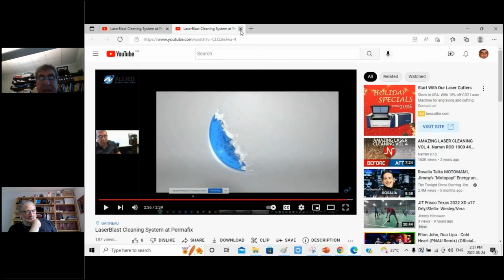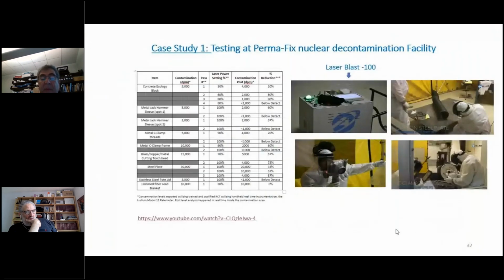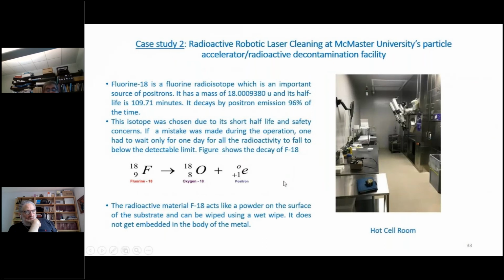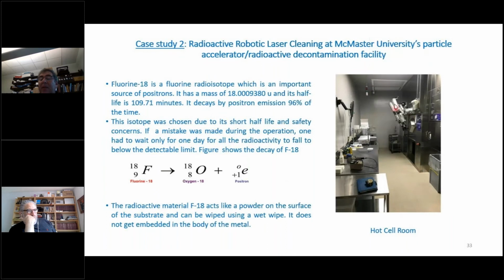Okay, so that was the Permafix trip. All right, next one. The next case study is what we did last December at McMaster University in Hamilton, Ontario, where they have a radiation facility. They have a hot cell. You can see it here. There are two mechanical arms right here. And there is a hot cell in here.